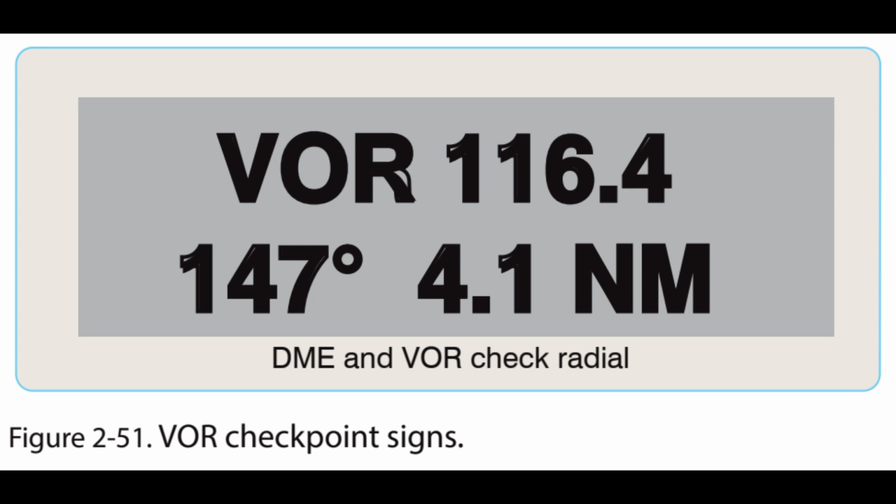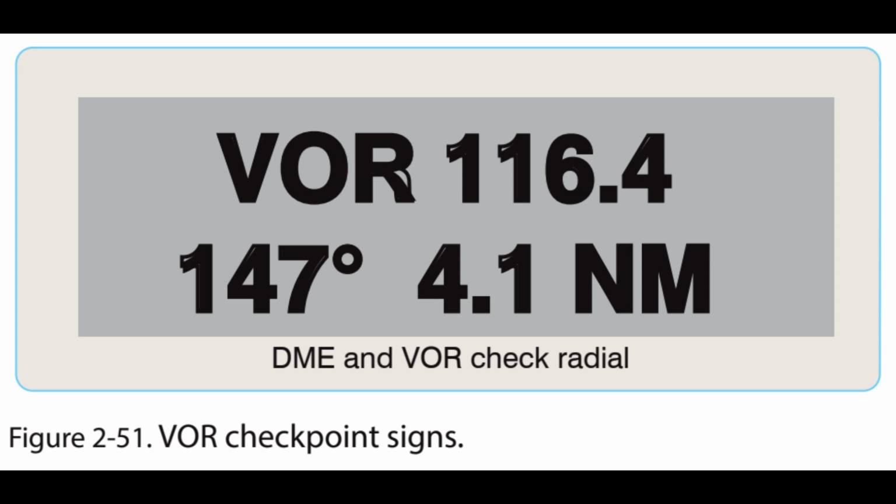1. Tune the proper VOR frequency. 2. Identify the VOR frequency. 3. Set the published radial on the course deviation indicator, CDI. 4. Confirm that the CDI is centered.